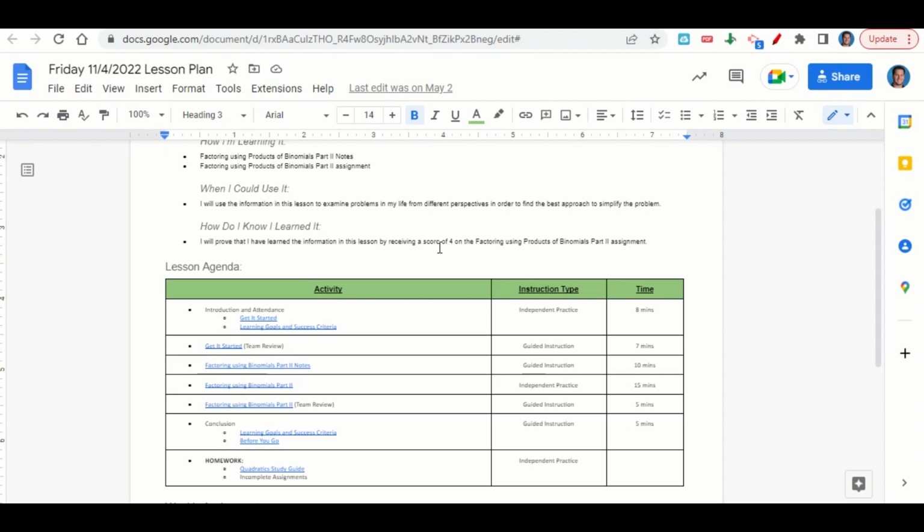At the end of class, we'll go back over our learning goals and success criteria while you fill out your Before You Go. Your only homework for tonight is to continue working on the quadratic study guide and any incomplete assignments that you may have.